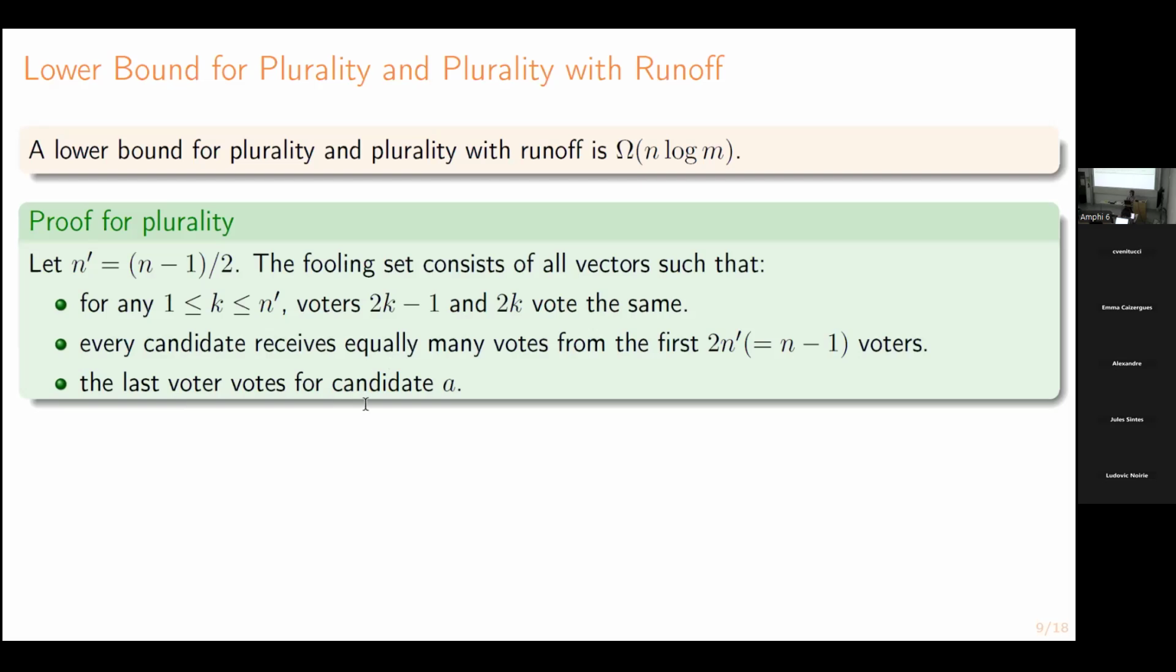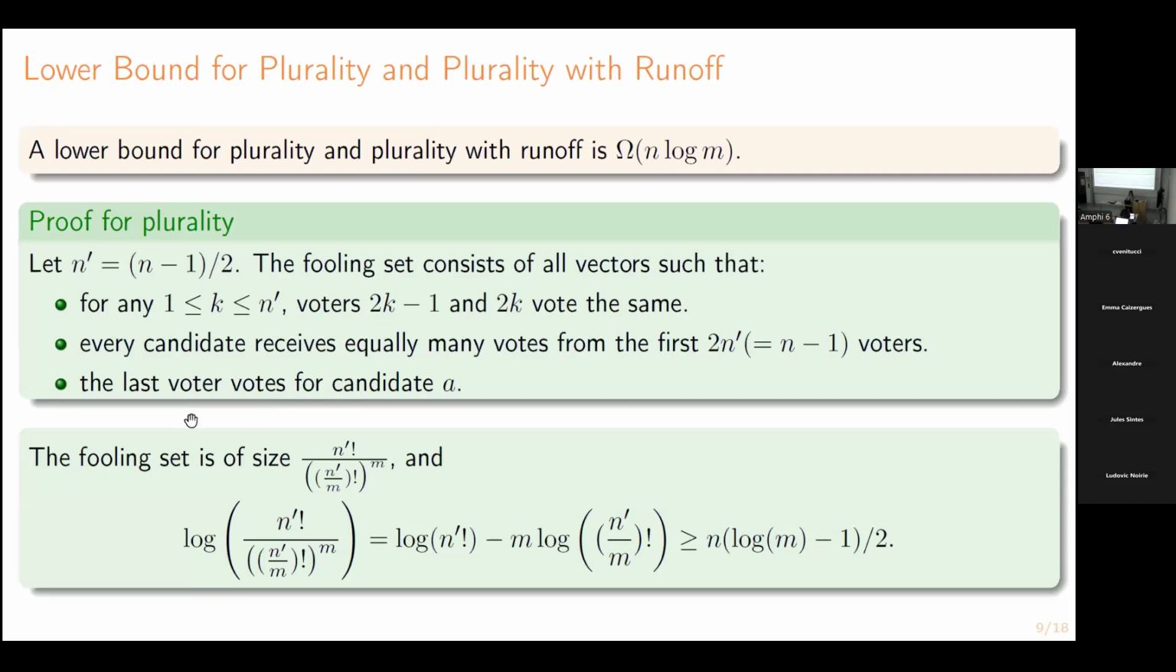One pair? No, it's for every pair. Let me look. I'm not sure. I think it's just one pair, because you cannot necessarily do it for every pair.